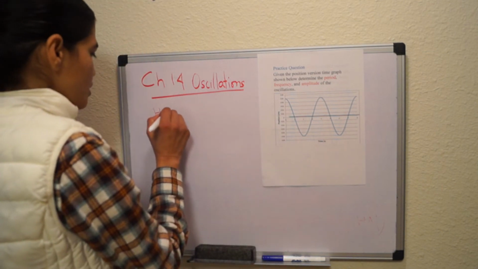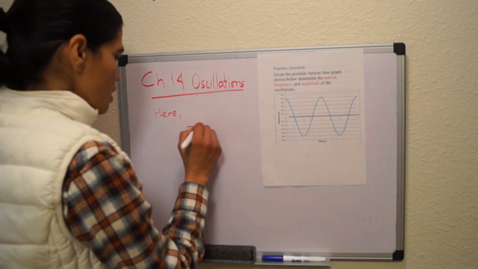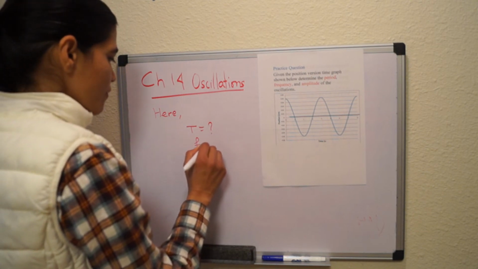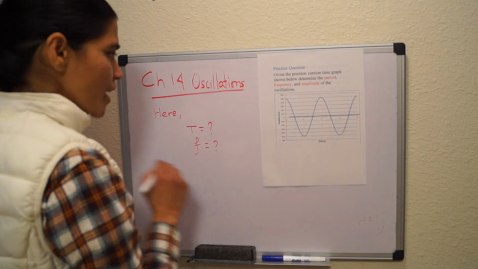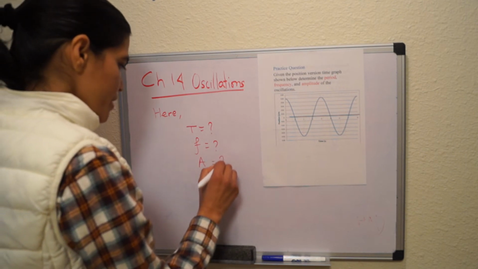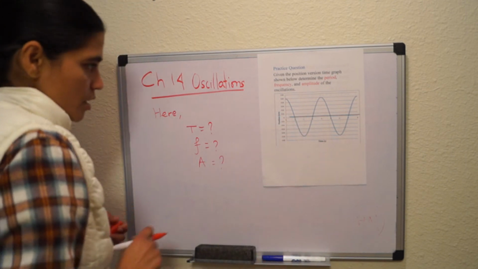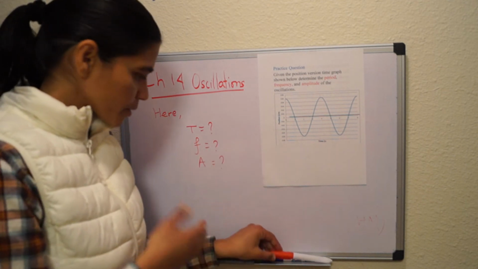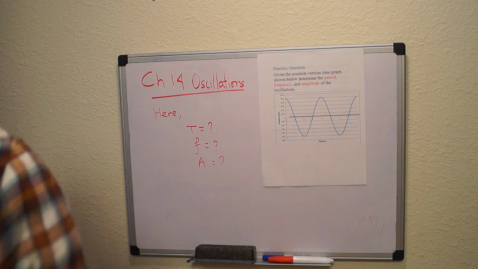You want to determine the period, T equal to what. Determine the frequency, F equal to what, and then the amplitude, A equal to what, based on this information, guys. So please try, give yourself a couple of minutes to work on this.